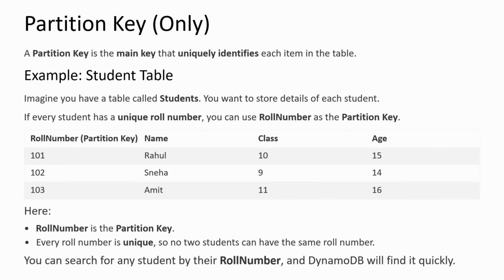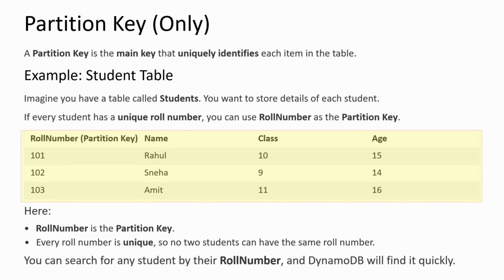Now we will see the example of partition key only. Partition key is the main key that uniquely identifies each item in the table. We will see the example of a student table. Imagine you have a table called students and you want to store details of each student. If every student has a unique roll number, then you can use roll number as a partition key.